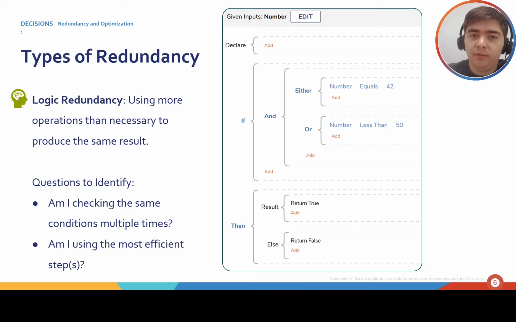Questions you want to ask yourself to identify these kinds of redundancies are: am I checking the same condition multiple times? Or am I using the most efficient steps? So now that we've covered those kinds of redundancy, I want to go into how to fix these.